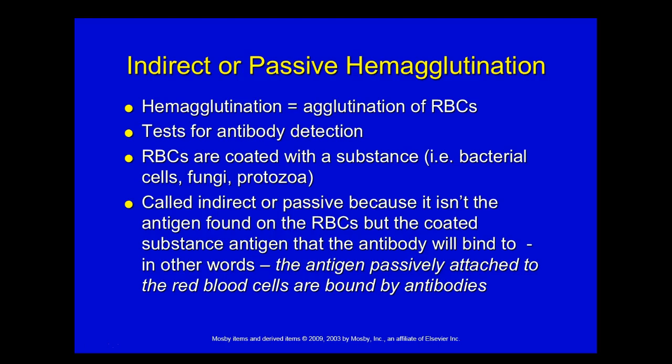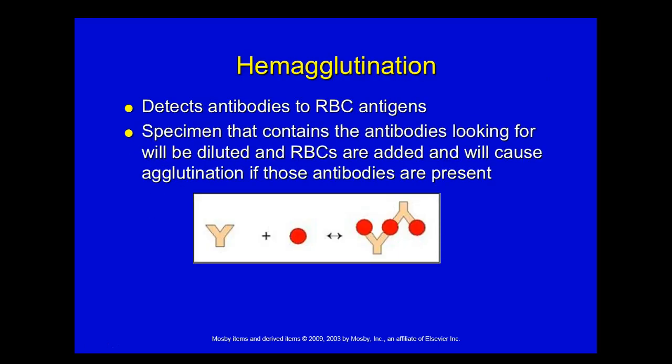In other words, the antigen passively attached to the red blood cells are bound by antibodies. So hemagglutination detects those antibodies to RBC antigens. You can see the specimen that contains the antibodies we're looking for will be diluted, and RBCs are added, and it will cause the agglutination.